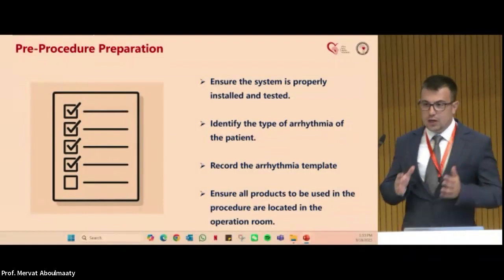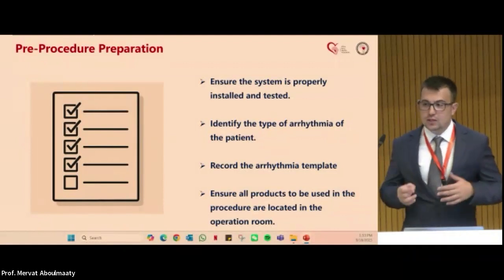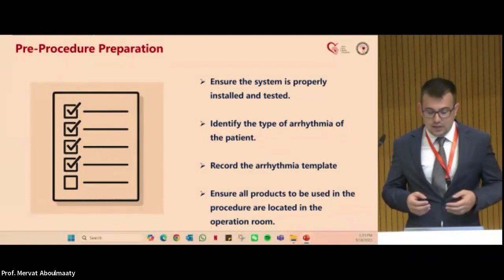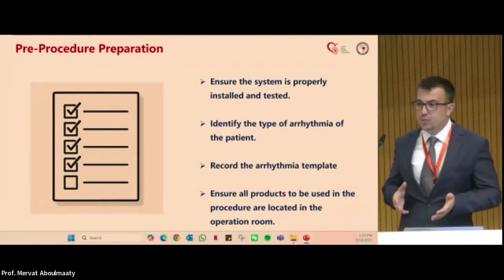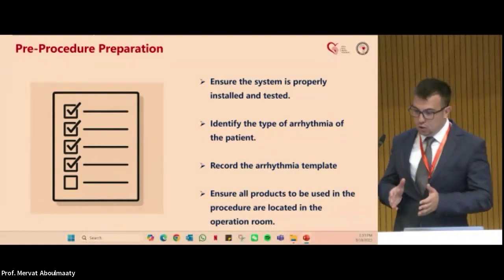When the patient comes to the lab, first of all, we need to record. It can be a VT case, PAC case, or PVC case. When we see, for example, PVC, we need to take a screenshot because during the case, we will use it.